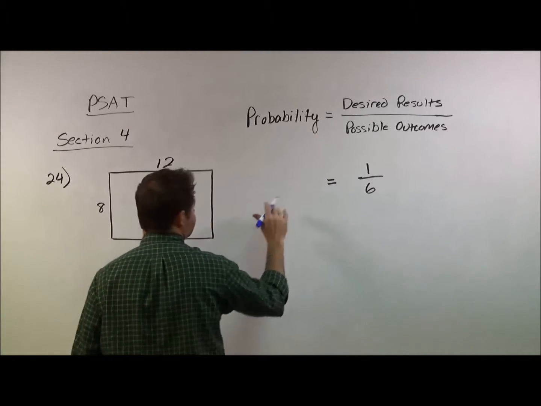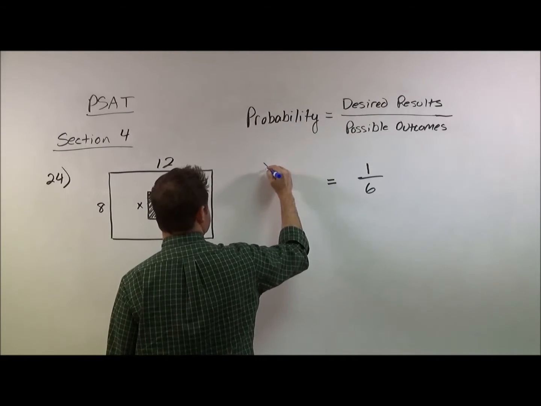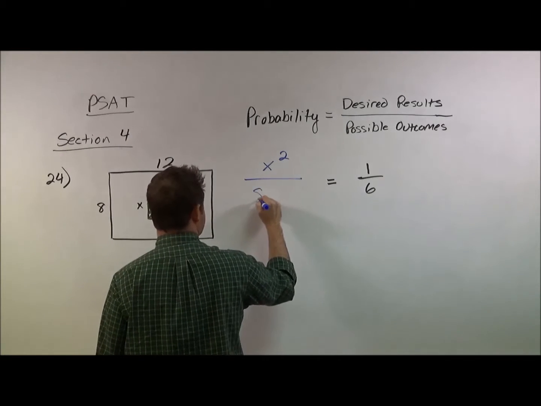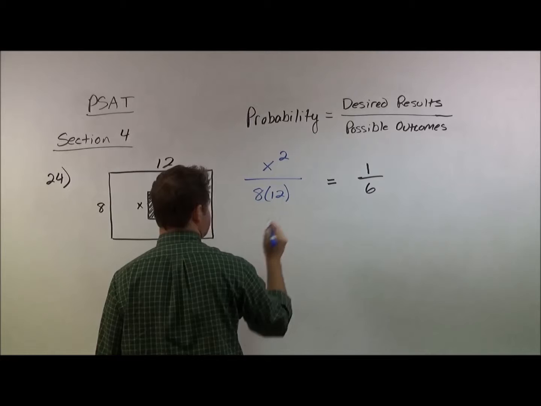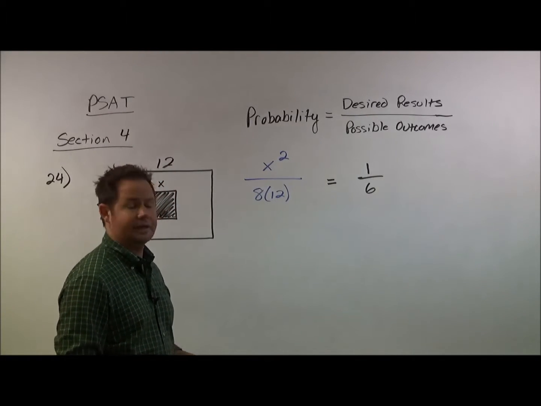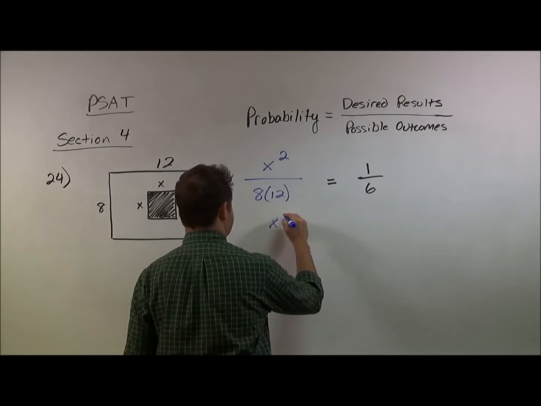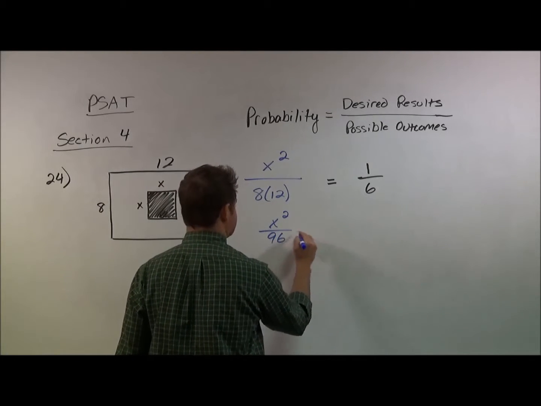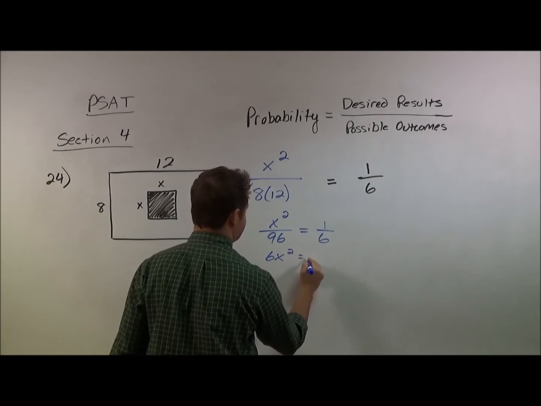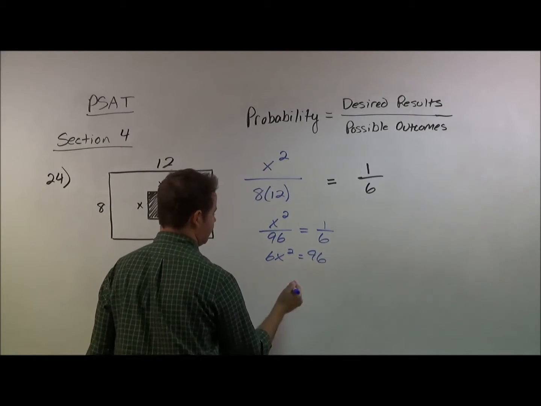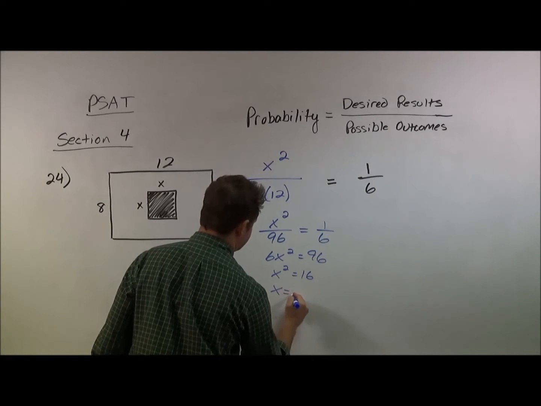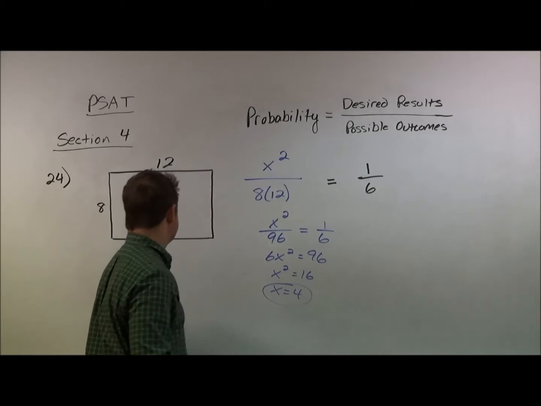So to solve this, for area of the square, we have x times x, which is x squared. And for area of the rectangle, we have length times width, which is 8 times 12. And from here, we're going to simplify and solve. So when you multiply 8 times 12, you get 96. When you cross multiply, you get 6x squared equals 96. Divide by 6, x squared equals 16. Take the square root, x equals 4.